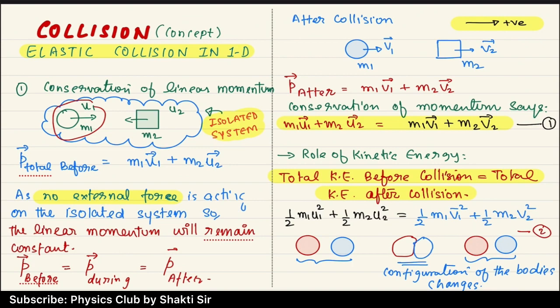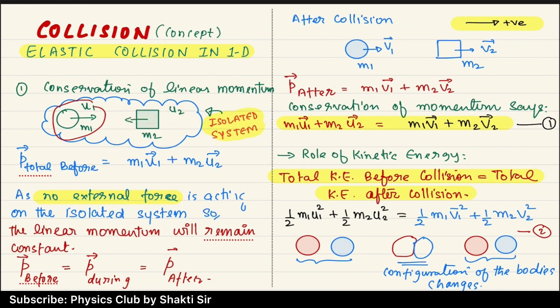That is, when the net external force acting on the system is zero, then the linear momentum of the system will remain conserved. So in this situation, we are considering an isolated system. Let's consider this is the isolated system, and in this system we have two objects. One is mass m1 and the other one is mass m2. Both are moving with some velocities. Let's say the m1 mass is moving with velocity u1 and m2 mass is moving with velocity u2.